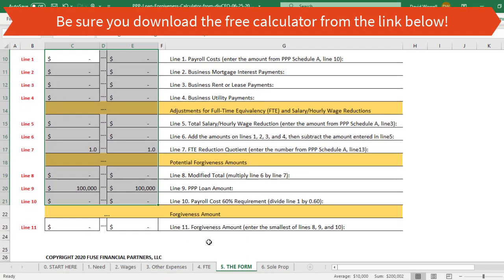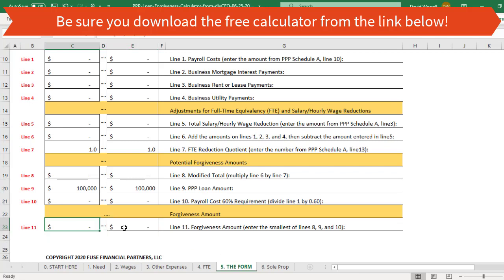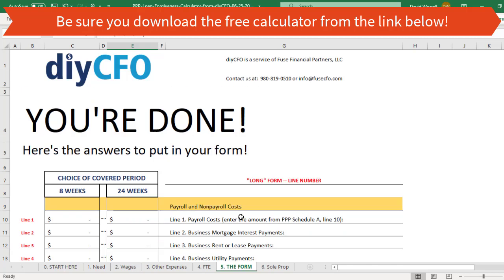So lines 1 through 11 of the long form will be right there written down for you, and it will show you your ultimate forgiveness on line number 11. And of course, it's showing you for both 8 weeks and 24 weeks, so now you can decide on your best strategy. I hope that helps you decide to use my PPP Loan Forgiveness Calculator.